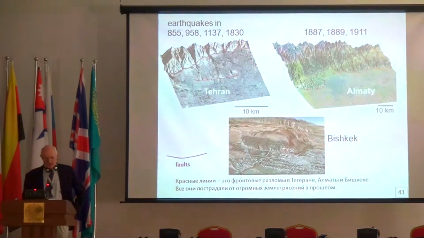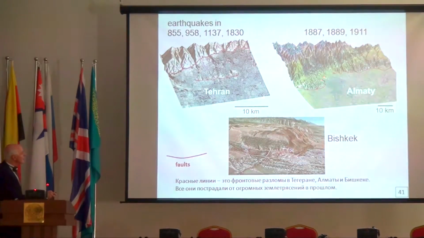Many places are in the same situation. So here is Almaty, which is on the edge of the high mountains here, of the Zaleski Altai here, the Tian Shan. This is Tehran in Iran. Again, the red lines are the faults. And here is Bishkek in Kyrgyzstan, again, at the edge of the mountains. These are all places which have been damaged in earthquakes in the past here, and that is the situation they are in today.